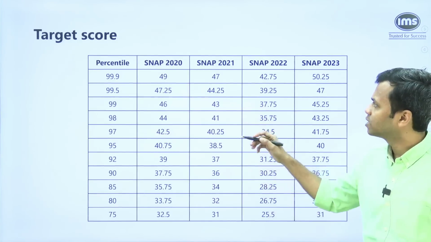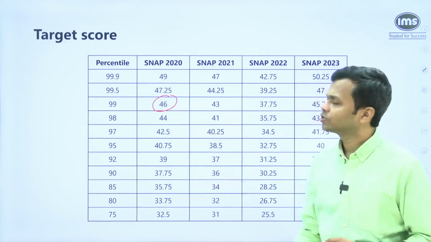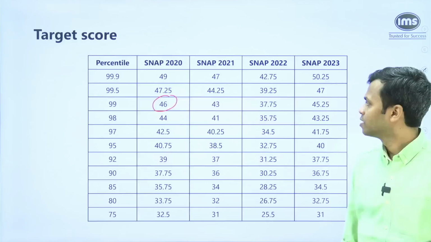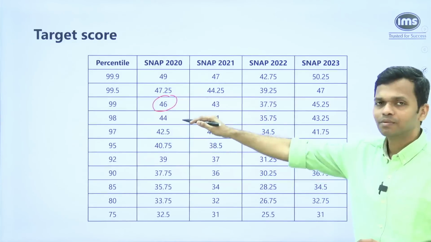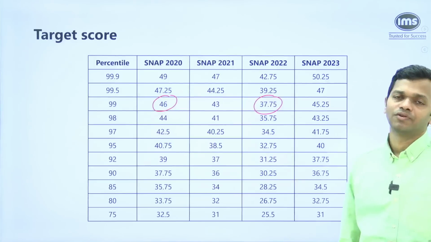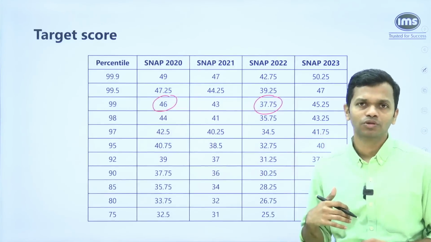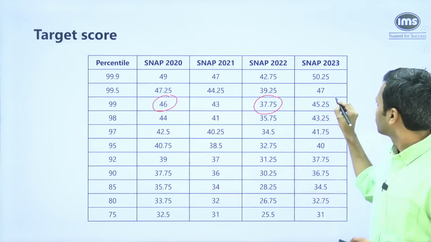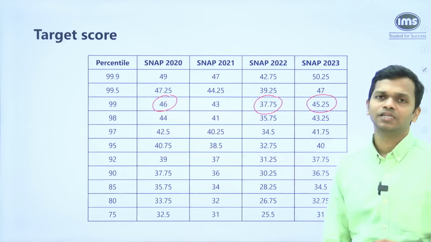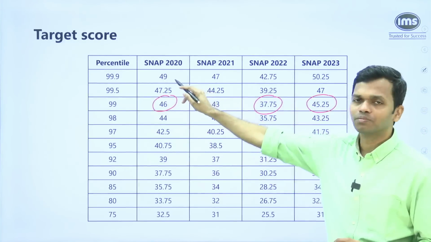So for example, let's look at something like SNAP 2020. 99 percentile was 46 marks out of 60. If you look at the same 99 percentile mark in SNAP 22, it was 37.75. So it was a fairly difficult test, because of which people were scoring on the lower side. Same thing if you look at SNAP 23, a slightly easier test, slightly comparable to SNAP 2020, and that's why you see a lot of those numbers very close by.